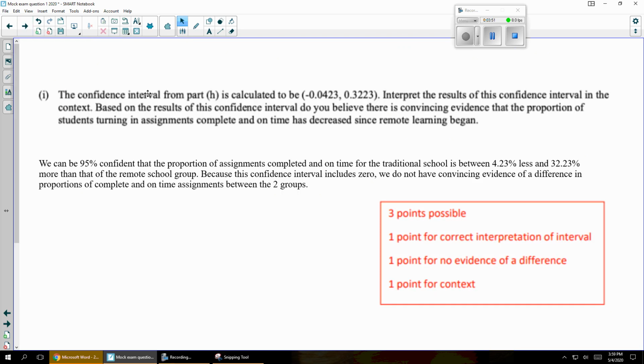Letter I is worth 3 points. 1 point for a correct interpretation of the interval, that was the first sentence. 1 point for saying there's no evidence of a difference. And 1 point for the context, in other words, talking about schools and completion rates. I think that's a total of 25 points. And we'll combine that with the score on the other problem, or the other part, to get a rough idea of a grade for this assignment. That'll be in a different video.